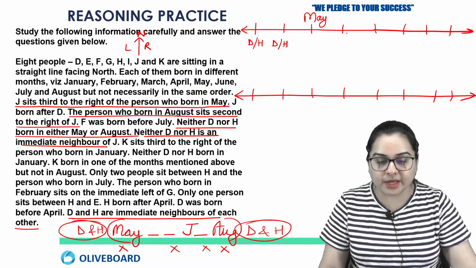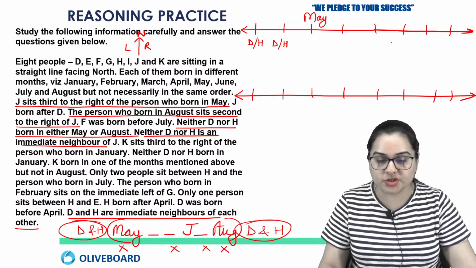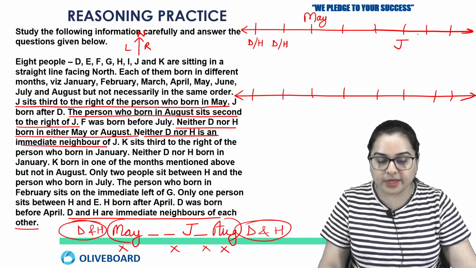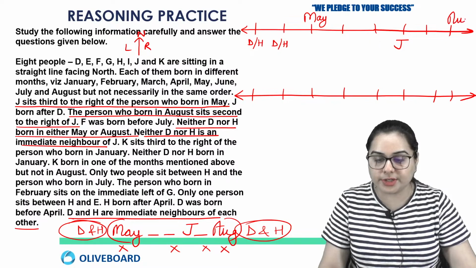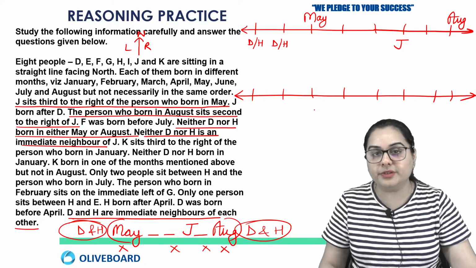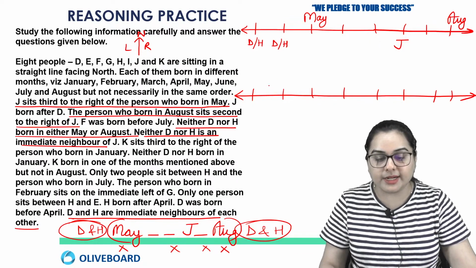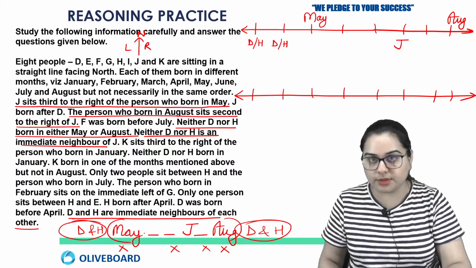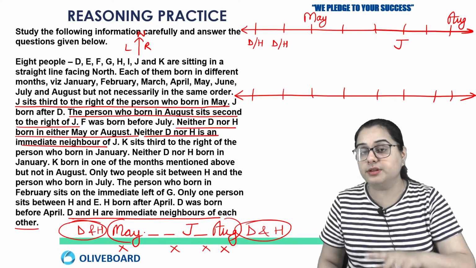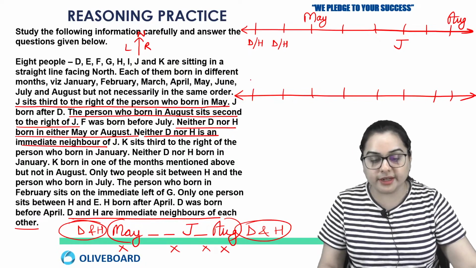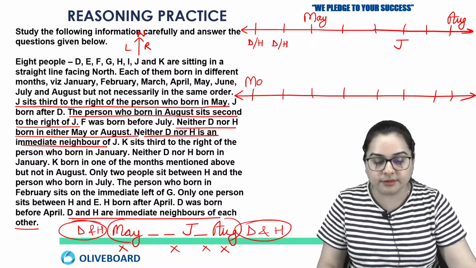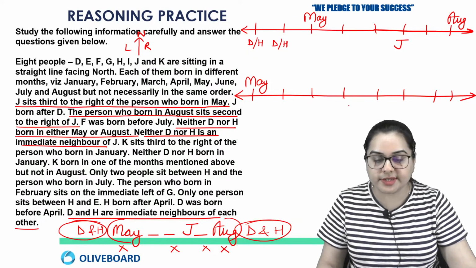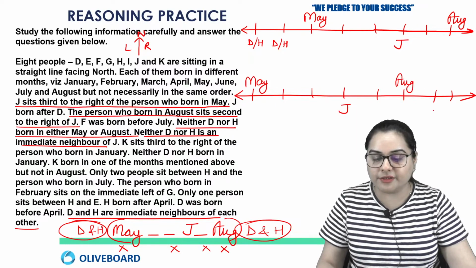Now May I have written. After May, leaving 2 positions, I'm going to write J, and after J, leaving 1 position, I'm going to write August. So this is the first possibility that can occur. The second possibility is that the first 6 positions I occupy from May to August and the last 2 positions I reserve for D and H. So it will be May in the starting, leaving 2 positions, next will be J, leaving 1 position, next will be August, and after that these 2 positions are reserved for D and H.